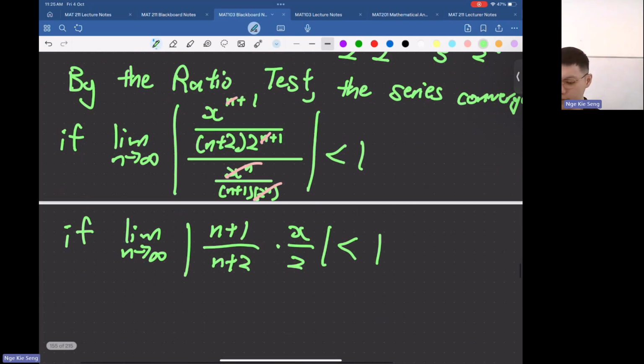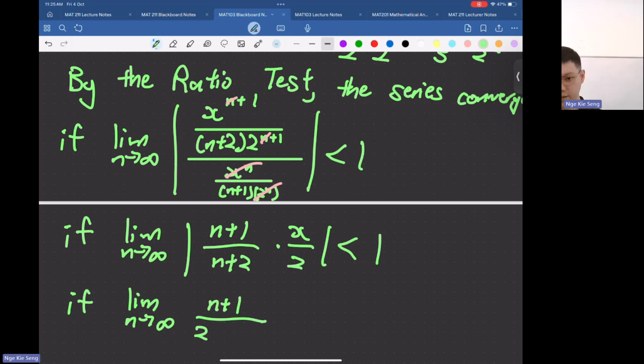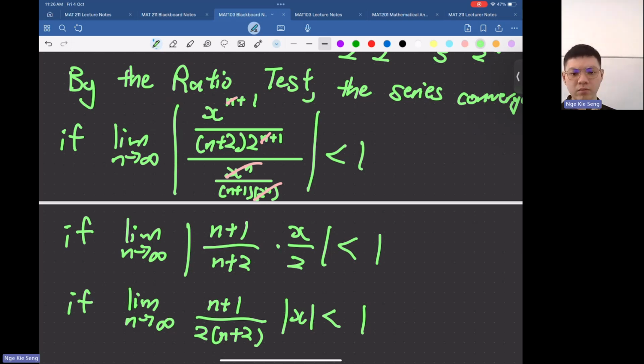We can go a little bit further. We can try and pull the scalar, n plus 1 over 2 times n plus 2, out. Okay, we can pull the scalar out. So we need to make sure that this is true. But to make sure this is true means what?